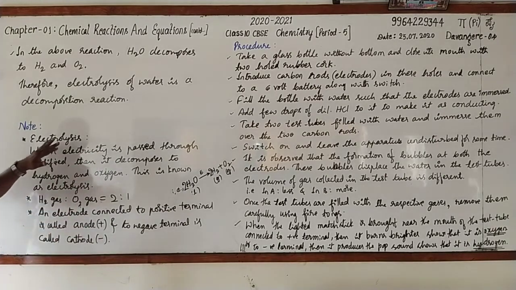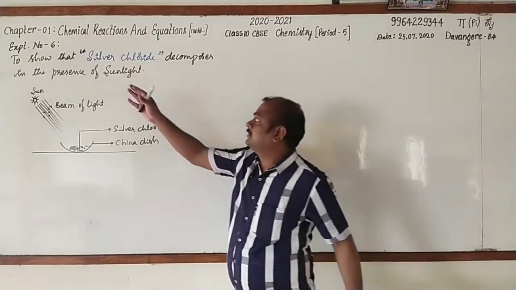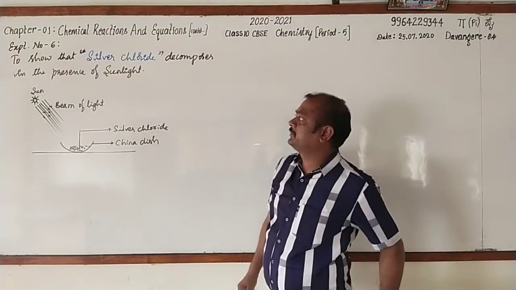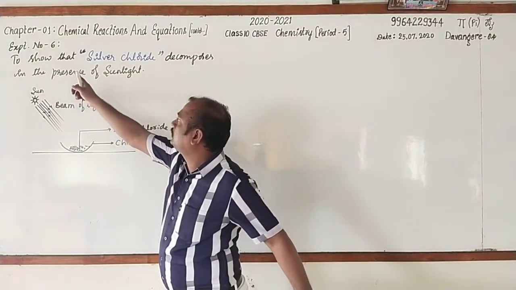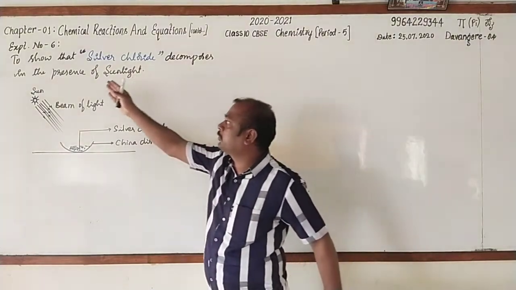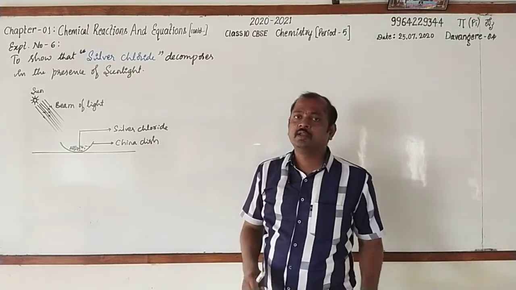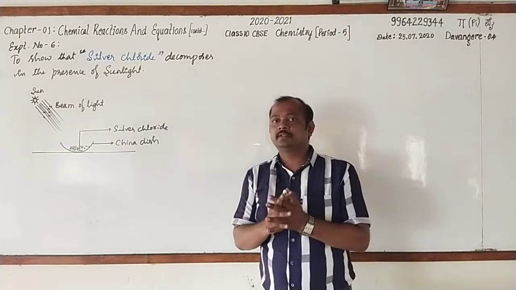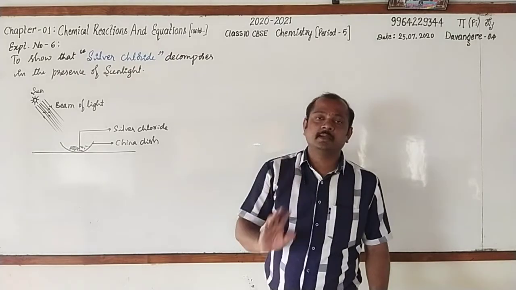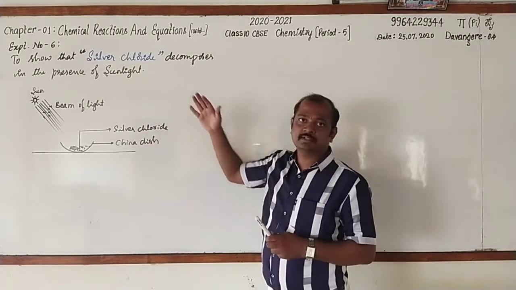This is a bit of information about electrolysis of water. And please copy from here to here. After that we have one more experiment. See, this is experiment number 6. Go through this. The aim of the experiment is to show that silver chloride decomposes in the presence of sunlight. Got it? How can the question be asked? Like this: explain with a neat labeled diagram to show silver chloride decomposes in the presence of sunlight.